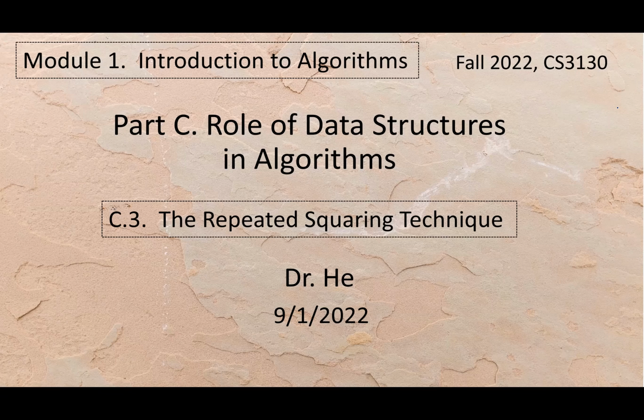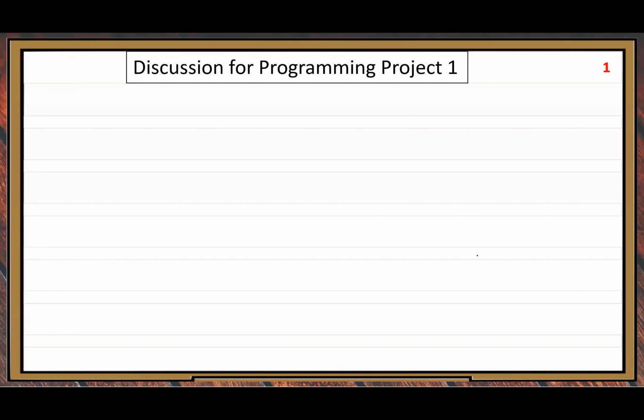Actually, this is our last topic of today, the repeated squaring technique. It's a pretty smart technique, a little tricky. But before I talk about this technique, I would like to talk about our programming project number 1 first. At this time, I can talk about our next assignment.